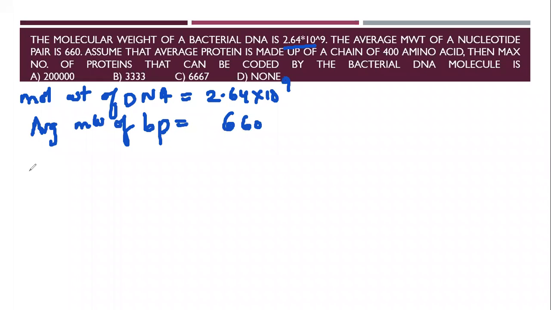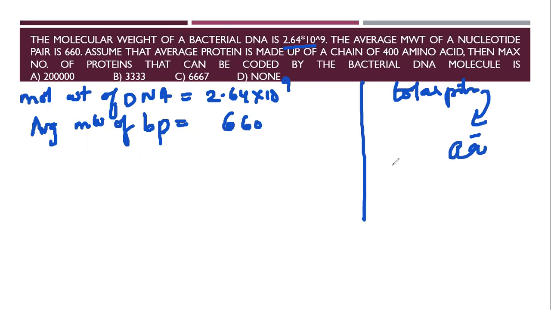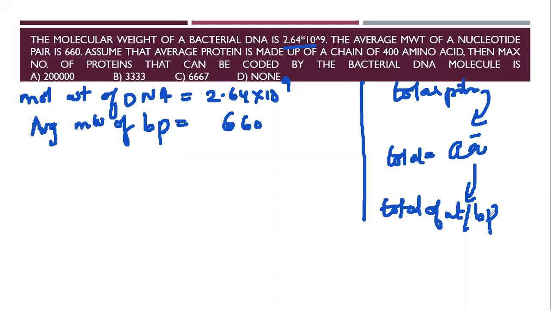Now we need to calculate. See, how does it work? You should use reverse psychology over here. They are asking the total number of proteins. To get the total number of proteins, I should first get the total number of amino acids. To get amino acids, I should have the total number of nucleotides or base pairs. Now from where will I get the total number of base pairs? I'll get it from here, because the molecular weight of average DNA is given and the average nucleotide is also given.